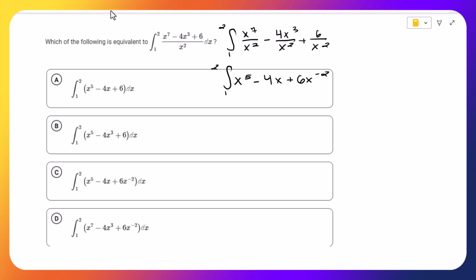And if we look, we can see answer choice C actually does this already, because there's nothing else to do after this. After this, you're just integrating. So there are no more equivalent integrals. Our answer is just C.